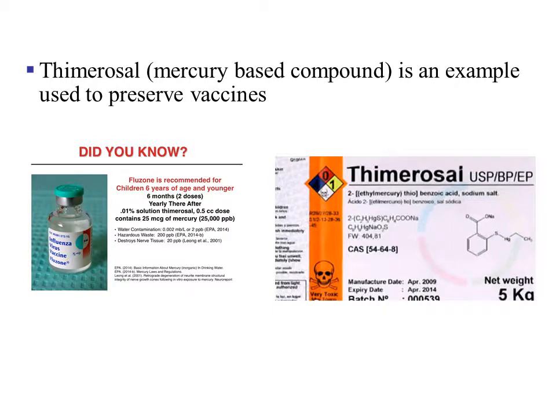Another example of a heavy metal that is used is mercury-based thimerosal. This molecule is going to help preserve vaccines. When a vaccine is transported throughout the world or throughout the countries, it must be in a solution that helps to inhibit microbial growth.